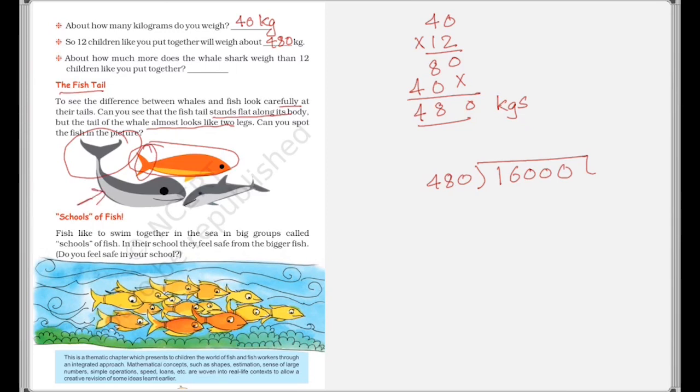This is a whale. Now, schools of fish. Fish like to swim together in the sea in big groups called schools. Just like groups, different groups are named. So a group of fish is called a school. In their schools, they feel safe from the bigger fish. Over here you can see that all these fishes are moving together, and this is known as a school of fish.